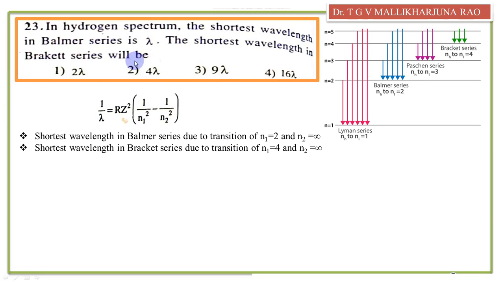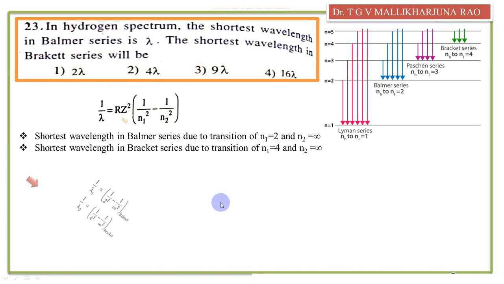At the same time, shortest wavelength in Balmer series can be formed due to the transition of electron from n2 equal to infinity to n1 equal to 2. Similarly, shortest wavelength in Brackett series is formed due to the transition of electron from n2 equal to infinity to n1 equal to 4.